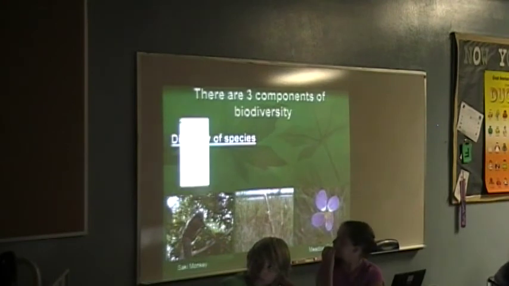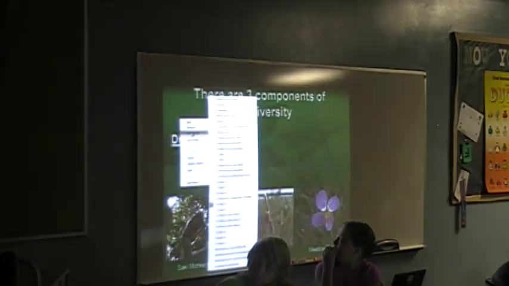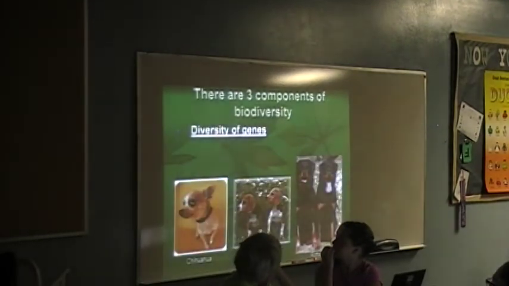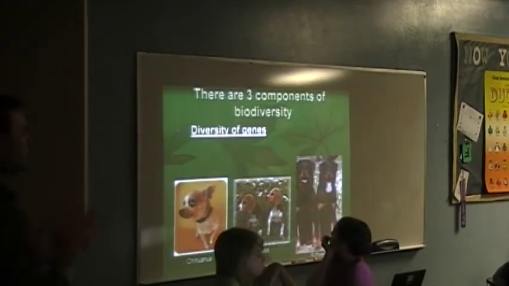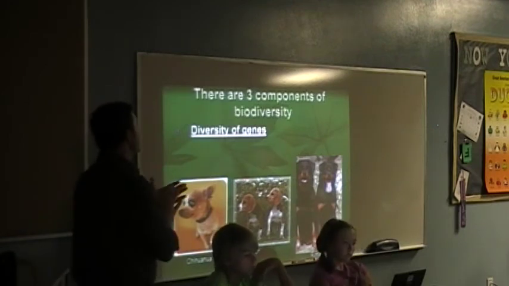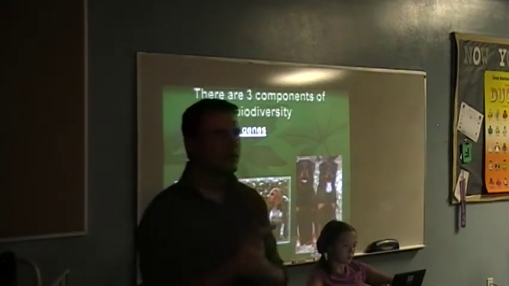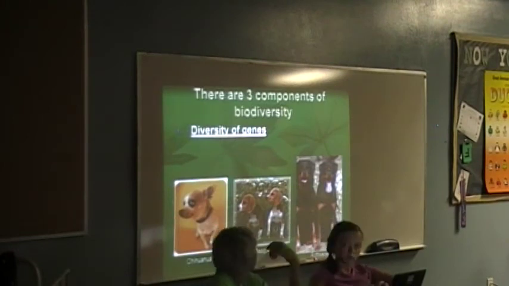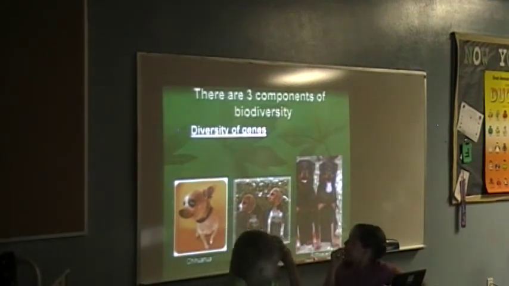So let me go back one. There are three components of biodiversity. The first component is diversity in genes. So we have a variety of genes. And this is what makes it, bio means life, diversity means variety.